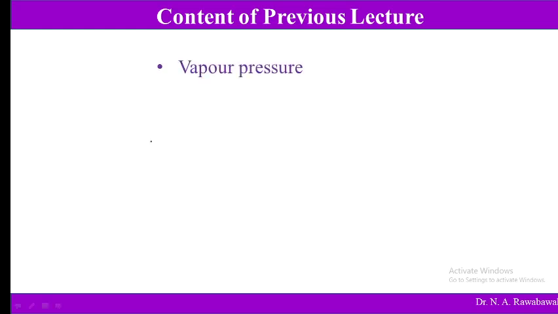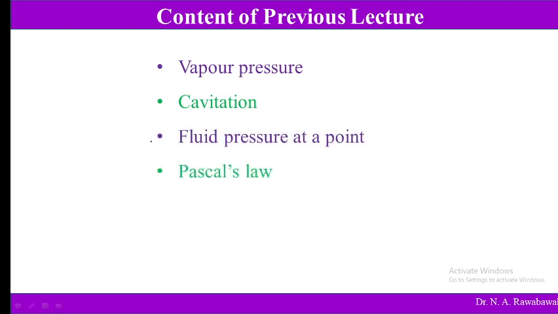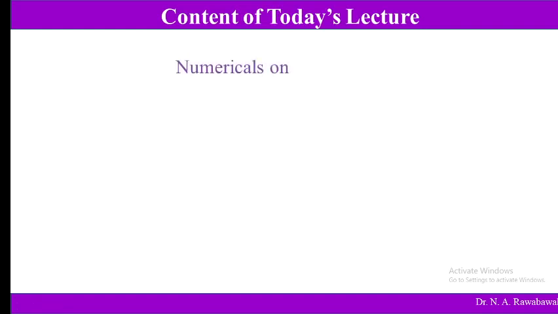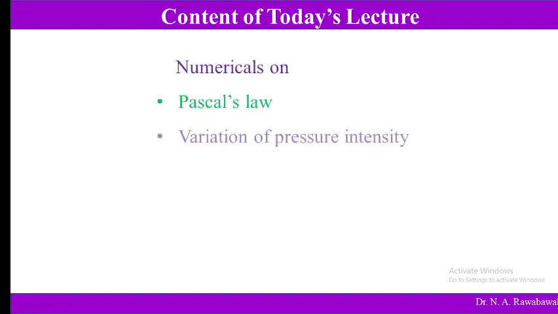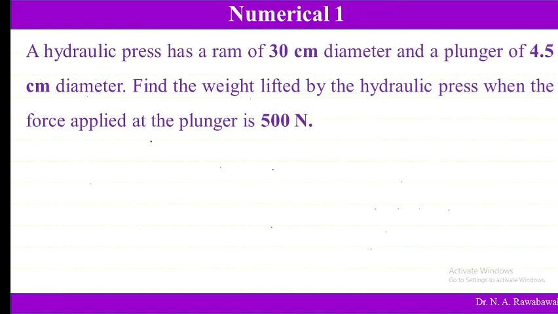So in the previous class we have seen vapor pressure, cavitation, fluid pressure at a point, Pascal's law, then pressure variation in fluid at rest. So today we will see certain problems, numericals on Pascal's law and variation of pressure intensity in a static or stagnant fluid. Now, very first we are going to discuss one numerical. This numerical is on hydraulic press.